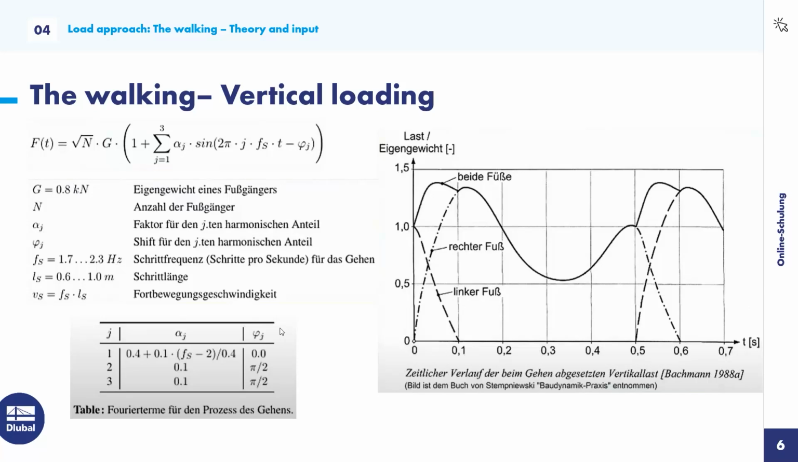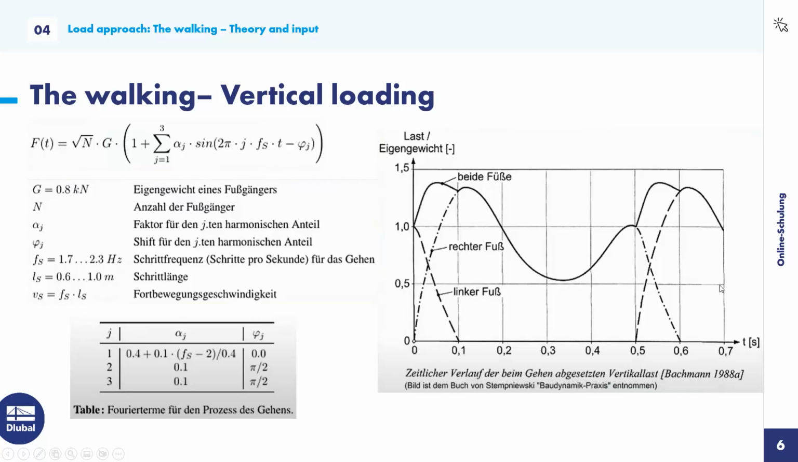And for those who already know it, this here is a Fourier series with 3 harmonics. We have here our step frequency, Fs. We will pick it as 2 Hertz. The rest here is just a transformation into angular frequency and a Fourier coefficient, or it's like the weighting coefficient. And we also have a phase shift.